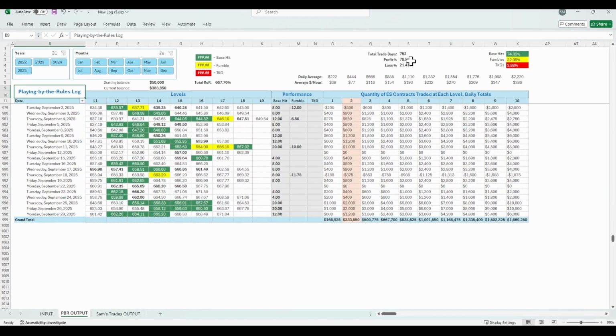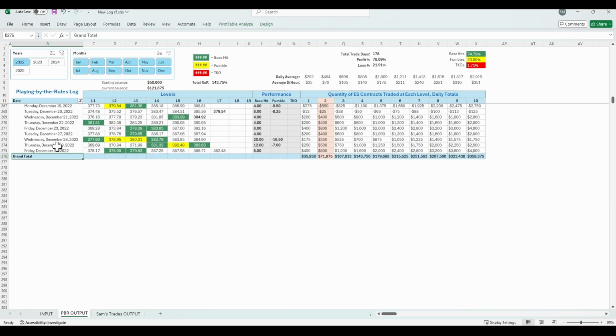So when I say it's nearly an 80% win ratio, that's what I'm talking about. 78.59%. Those are the days that end in the green. 21.41% currently are the days that end in the red. And you can see the daily averages, the average per hour. That's basically 9:45 a.m. to 3:30 p.m. Kind of extrapolated what is that worth per hour. What is the daily average worth per hour?